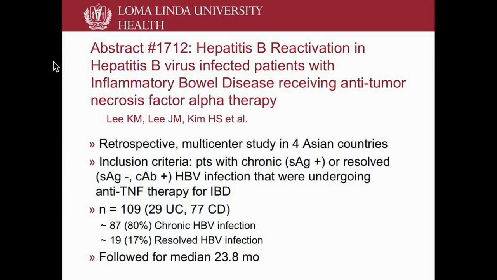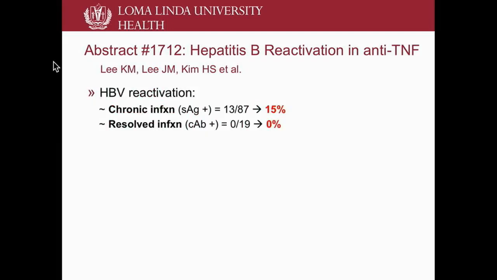They did look at surface antigen positive patients as well as core antibody patients. There were 109 of them. Most of them had Crohn's, and 80% of them had chronic hepatitis B infection, meaning surface antigen positive. Remember, this is an Asian country. That prevalence is much higher than it would be here in the US. And they were followed for almost 2 years.